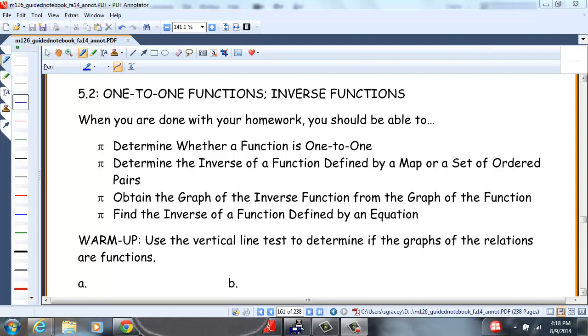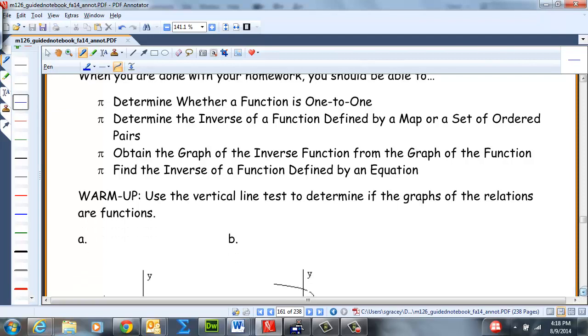We are working out of the Precalculus Enhanced with Graphing Utilities text by Sullivan and Sullivan today, and we'll be covering one-to-one functions and inverse functions. So you can read our goals there, and let's go ahead and get started with a warm-up.